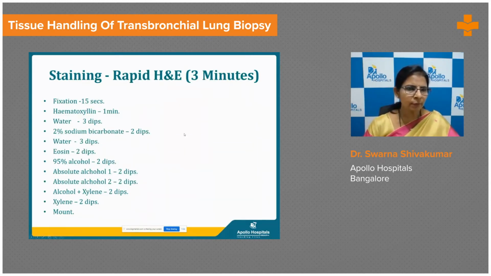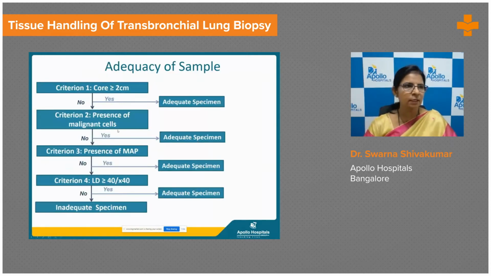So a few words about staining. In our center, we use rapid H&E for all ROSE samples, and the fixation is about 15 seconds with isopropyl alcohol, and hematoxylin being the longest duration, which is around 1 minute. So once the smears are stained, they have to be screened by pathologists to know the adequacy of the sample.